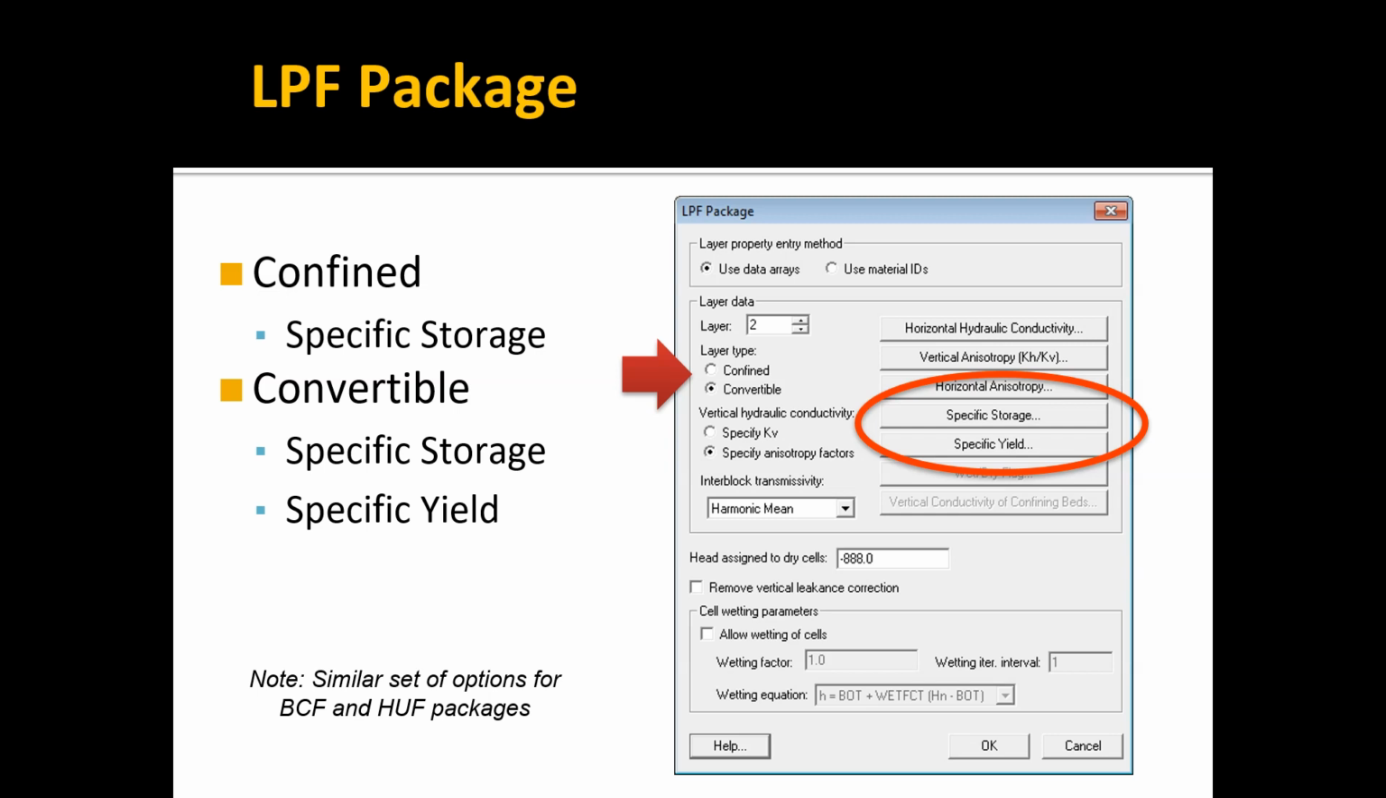And so if you have a convertible layer, when it's fully saturated, if the head is above the top elevation of the cell, it uses specific storage. And once it drops below the top elevation of the cell, it switches over and uses specific yield. And those are entered using arrays. You can set them up using zones, polygons in the map module in your conceptual model, or just use a constant value for the entire grid or for individual layers. So that's it. It's pretty simple. They're just those two cases you need to worry about.